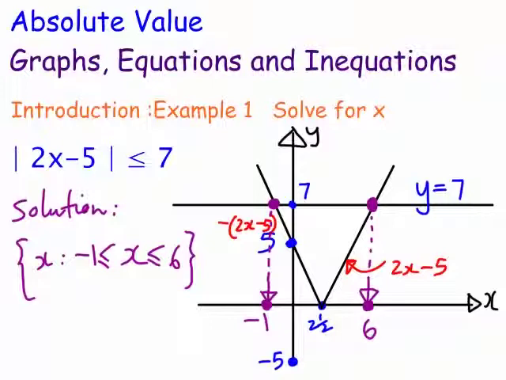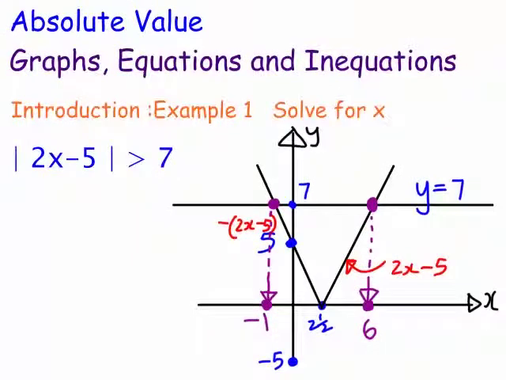So you need to draw the graph. You need to actually find the points of intersection of y equals 7 and the positive and negative arms to get negative 1 and 6 as before, and then you just interpret the actual inequation as where is the graph below 7.